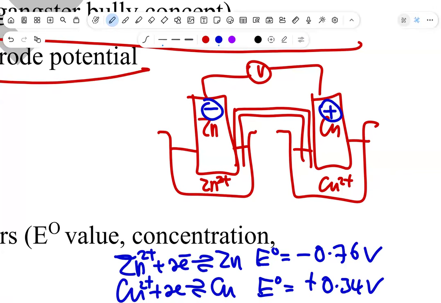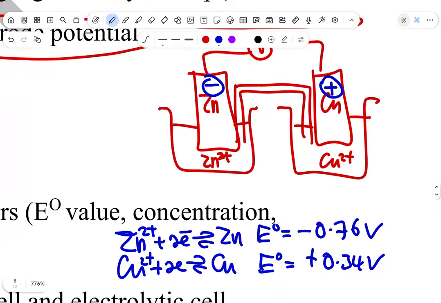After deciding the terminals, you must know that a voltaic cell wants to produce electricity. When you want to produce electricity, you must donate and receive electrons. Somebody must throw electrons, somebody must receive. So always start from donating electrons. So who will donate electrons, zinc or copper?